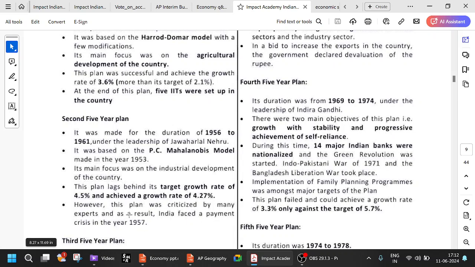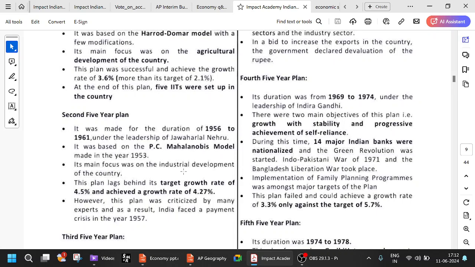So, the second 5-year plan was not really a very big success, and they focused more on industrial development of the country. See, agriculture is the backbone of India. Most of the GDP and also the percentage of population, everyone is dependent on agriculture. But because they also wanted to develop the industrial sector, the second 5-year plan focused on industrial development also. The first one is the Harrod Domar plan, the second one is the PC Mahalanobis model, and it focused on industrial development, and it did not meet the target growth rate, and it was criticized. There was a payment crisis also.